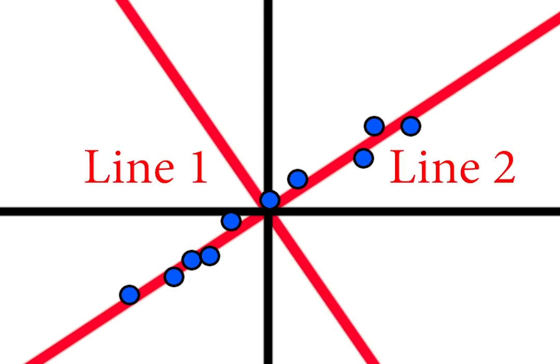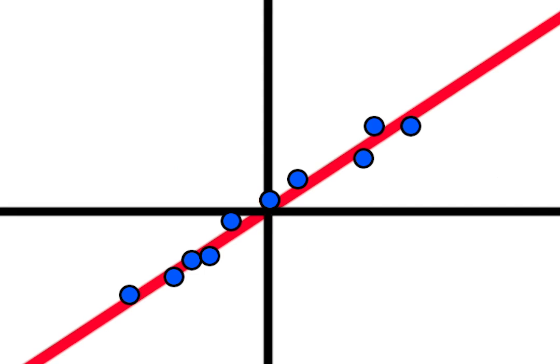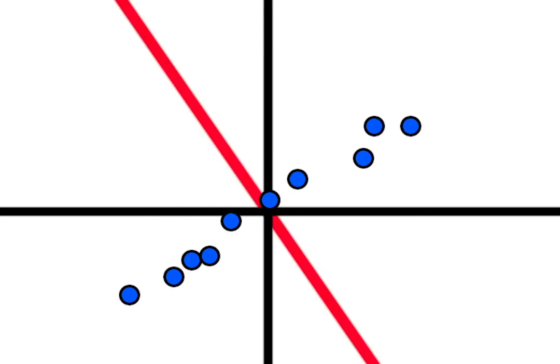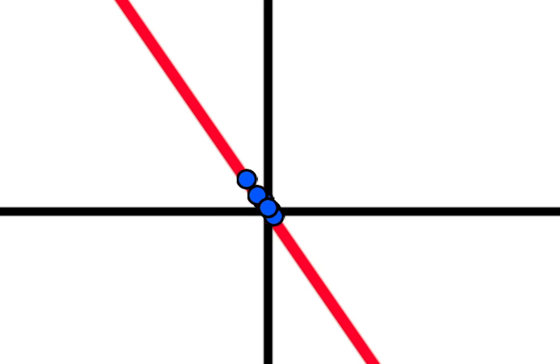Let's compare these 2 lines. This one passes very close to the points, so the error is very small. If we project all the points onto the line, we can see that there's a lot of variance between the points and the origin. On the other hand, this one is very far from all the points, so the error is very large. If we project all the points onto this line, we can see that they cluster around the origin, meaning the variance is also very small.